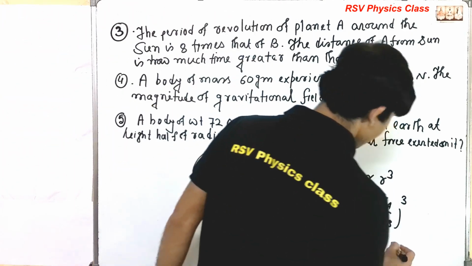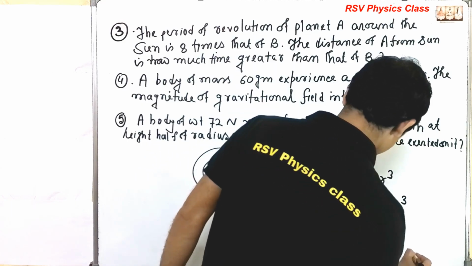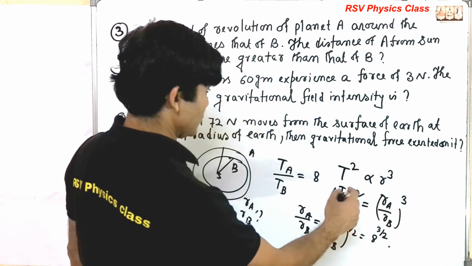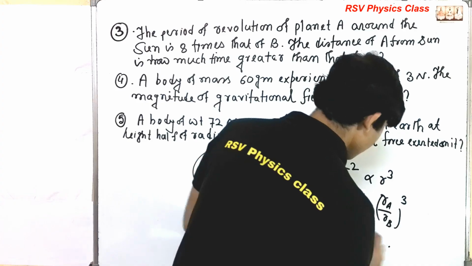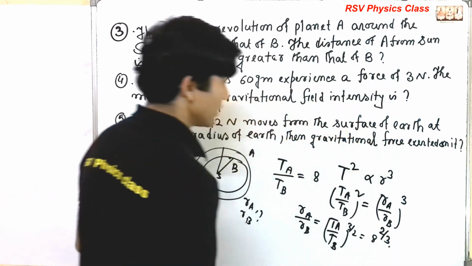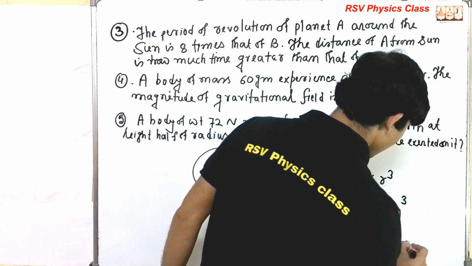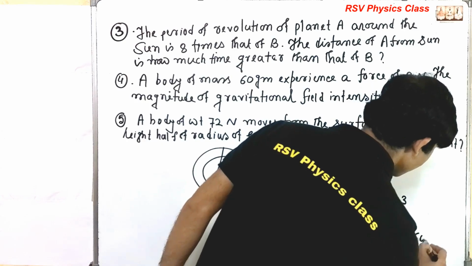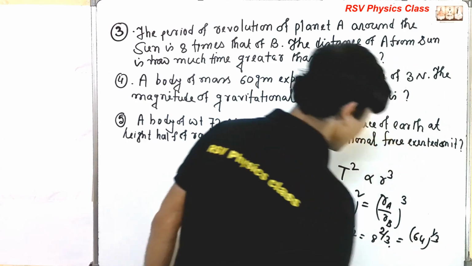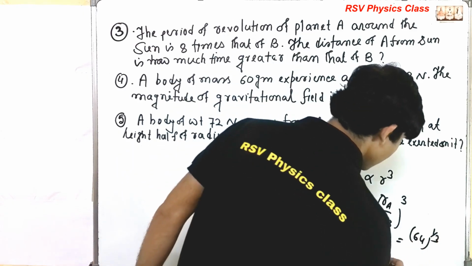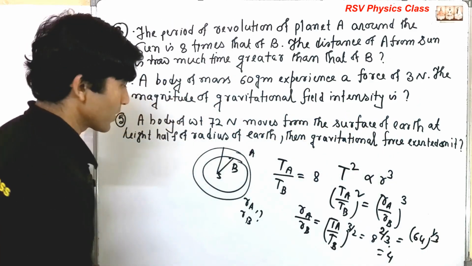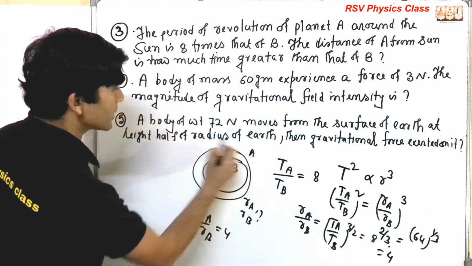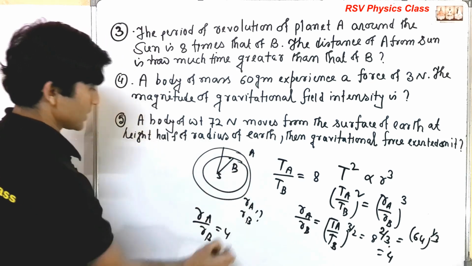So this will be 8, and the power is 3 by 2, right? So 64, so 64 to the power, so how much is it? 4. Okay, so RA over RB equal to 4. So RA will be greater, right? RA will be 4 times that of RB.